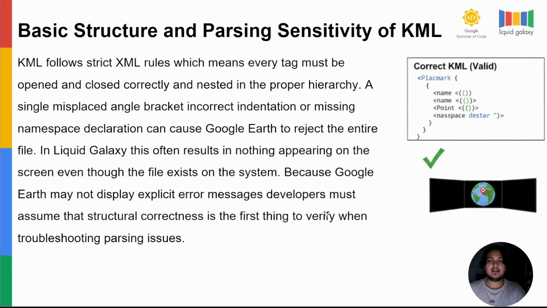And the important part is that Google Earth does not try to partially render the file. If the structure is invalid, it does not render the correct parts and ignore the wrong parts. Instead, it usually ignores the entire file.